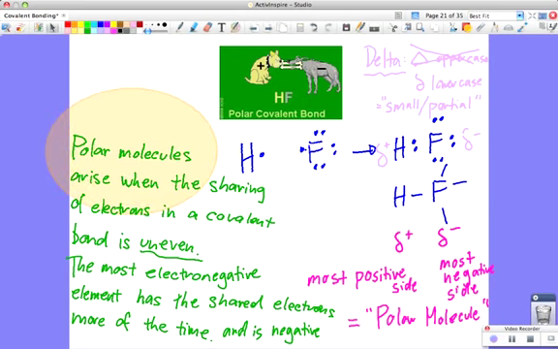Okay, so we say that polar molecules arise when the sharing of electrons in a covalent bond is uneven. The most electronegative element has the shared electrons more of the time, and that end of the molecule is the negative end. We use a little delta sign to show that. A delta plus means the most positive side, and we write that near the hydrogen on this valence diagram, and the delta minus is the most negative side. If we see those, that indicates to us that there's a polar molecule, a molecule that has a positive end and a negative end. So we talked about that.